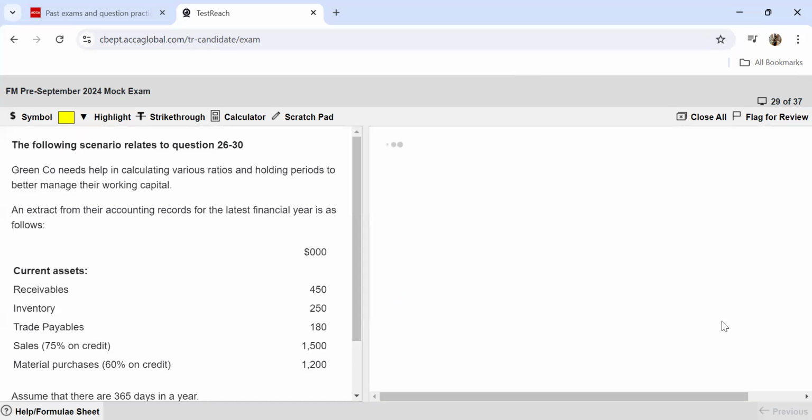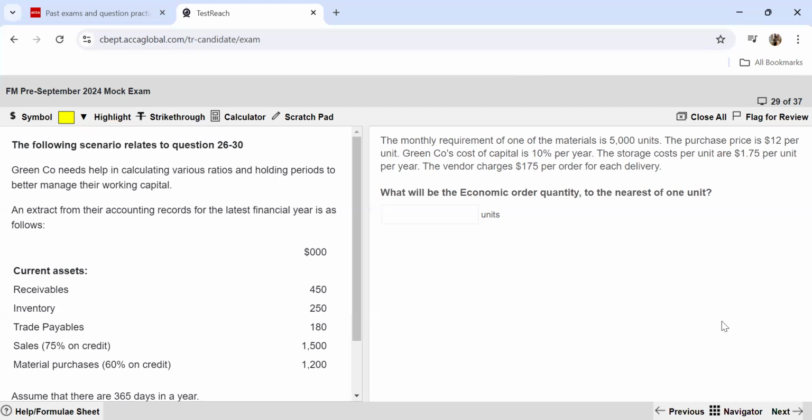Moving further to the second last question in this scenario, the monthly requirement of one of the materials is 5,000 units. The purchase price is $12 per unit. Green company's cost of capital is 10% per year. Storage costs are 1.75 per unit per year. Vendor charges $175 per order for each delivery. Now let's work out the calculation.